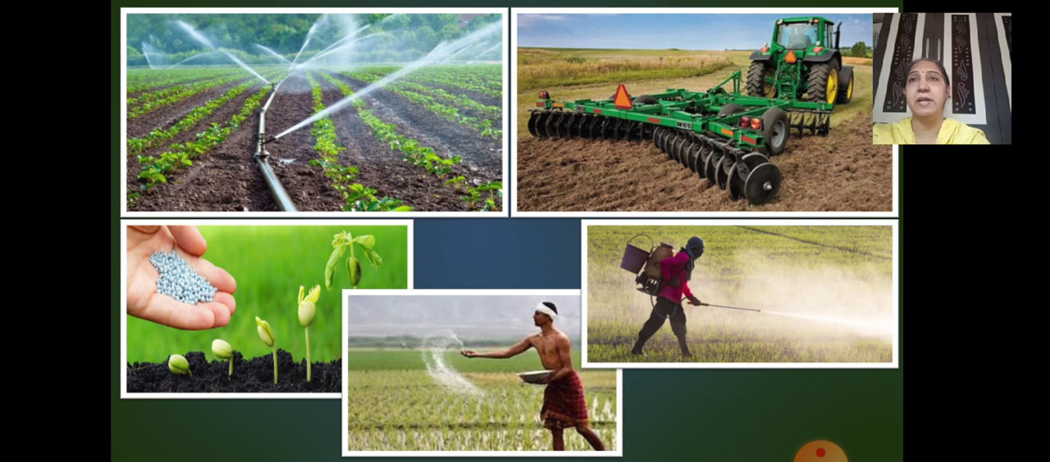But what is the ultimate aim of agricultural development? It is to increase food security, right? Why is there a need for agricultural development? So that the production will increase, and definitely there will be food security for each and every person.